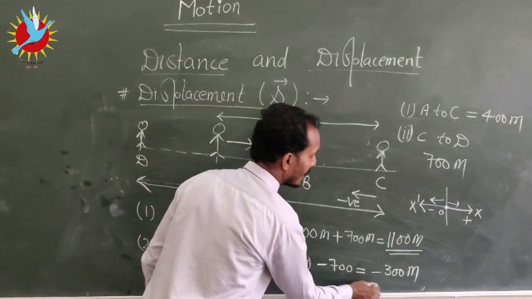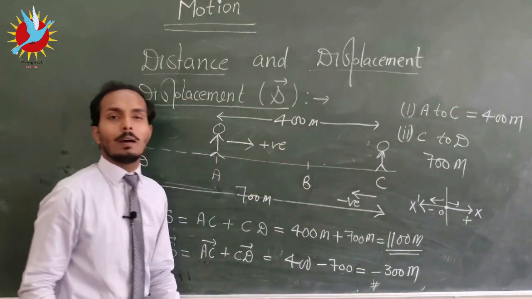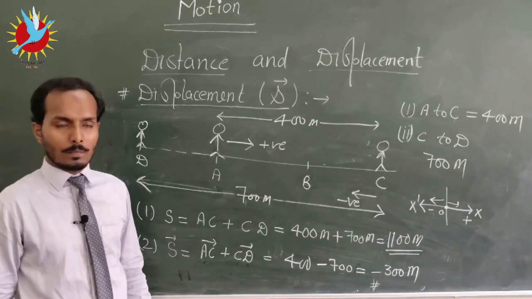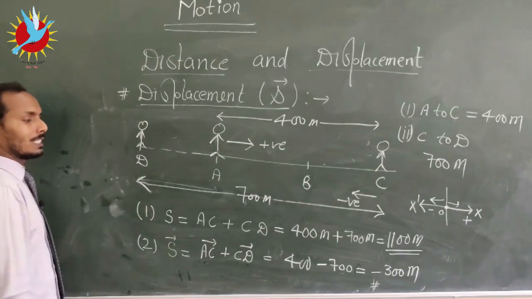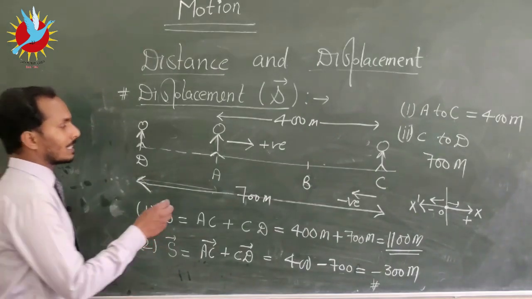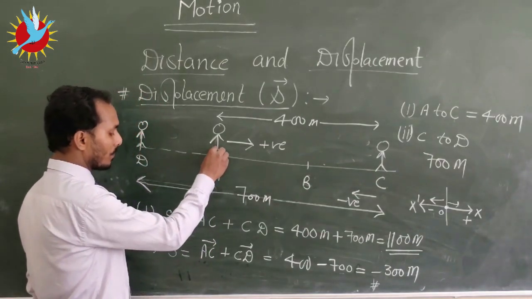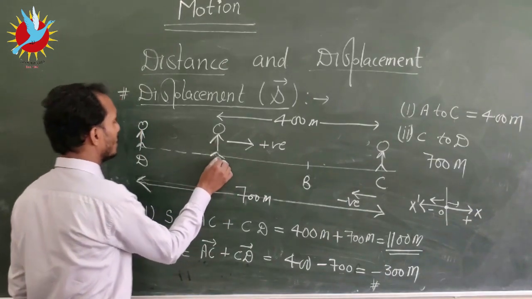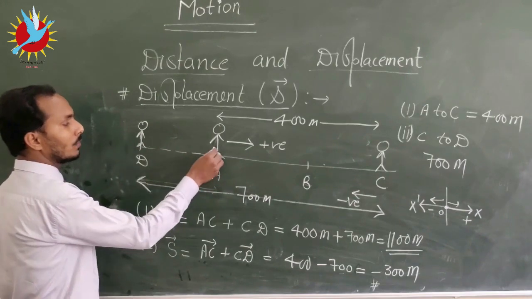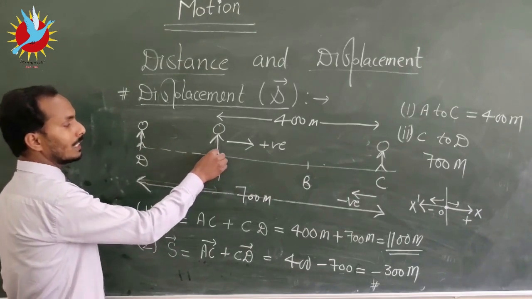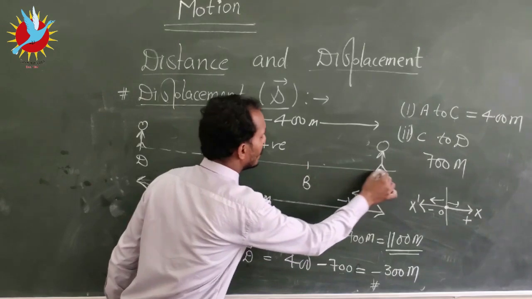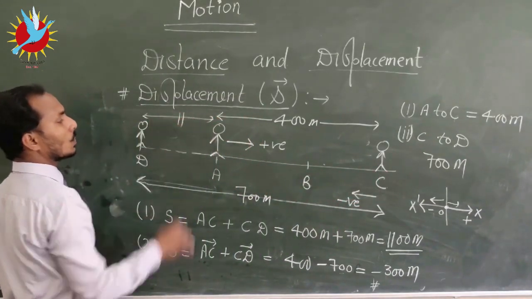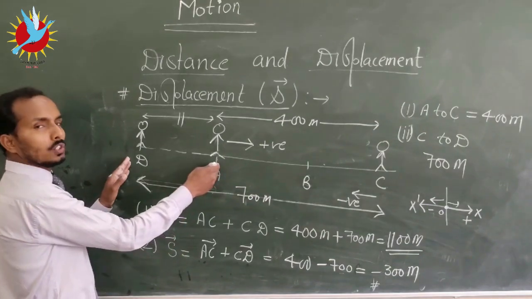What is the significance of minus? The negative sign tells us the direction of the body. For example, the whole journey is from A to D. What is the displacement of the whole journey? It moves from A to D. This is the displacement: the shortest path from the initial position to the final position.